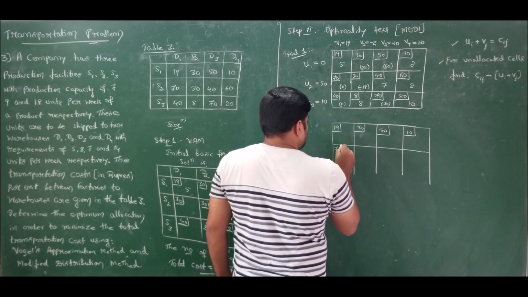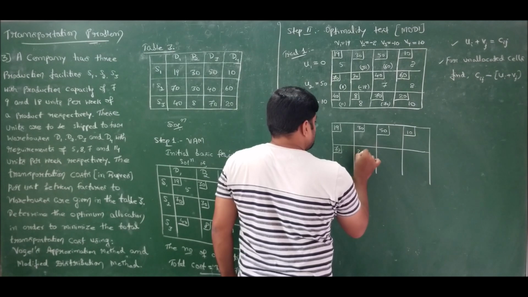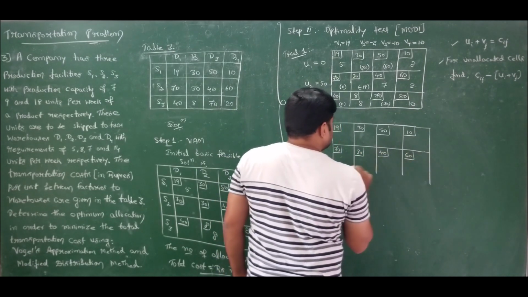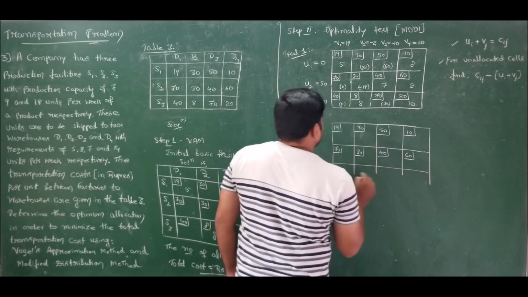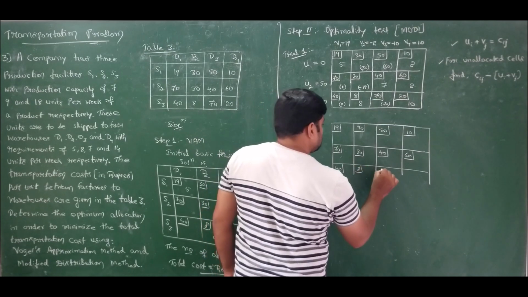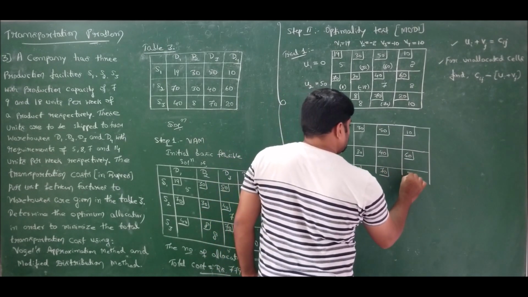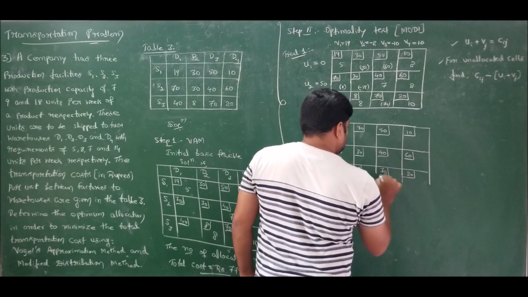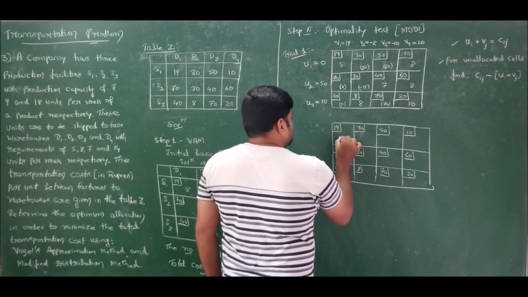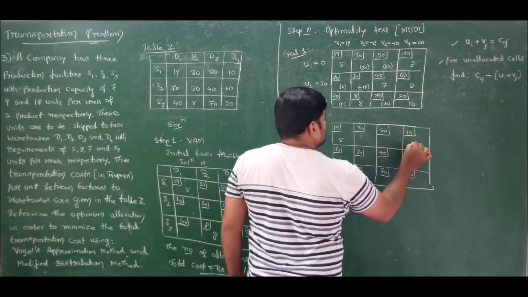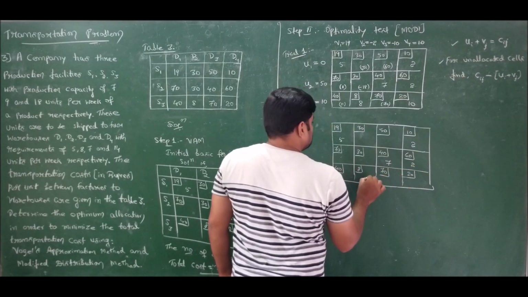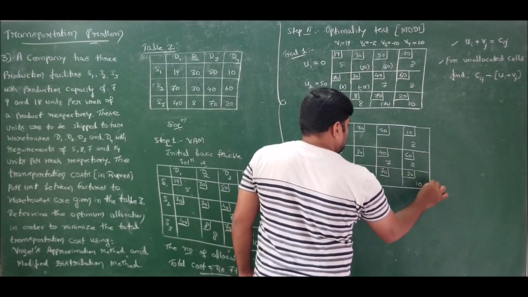Here we have 70, 30, 40 and 60, right? So finally we have 40, 8, 70, 20. Clear? And the allocations are 5, 2, 7, 2, 8 and 10.